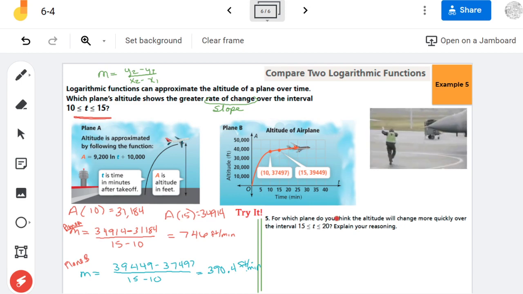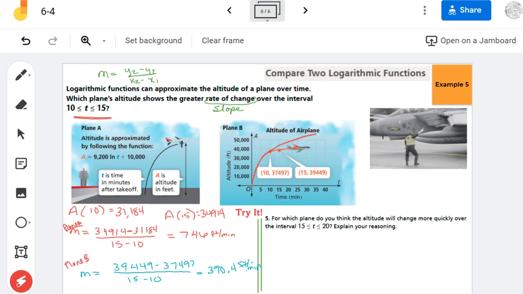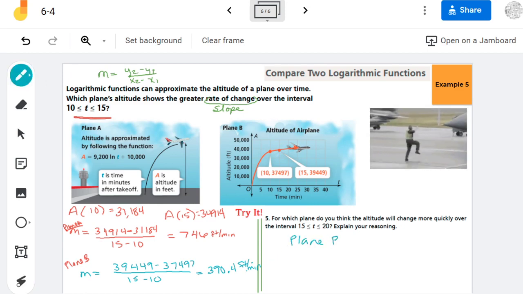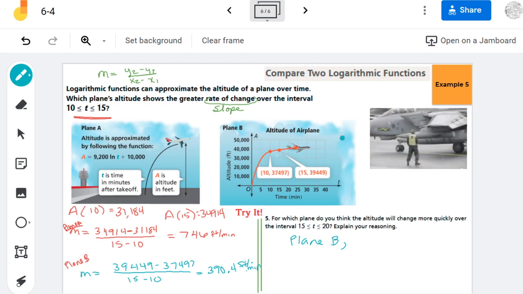Now it says, for which plane do you think the altitude will change more quickly over the interval 15 to 20? If plane A is increasing faster between 10 and 15, it's also going to continue to increase faster over 15 to 20. And the reason why is because it creates a steeper logarithmic graph.